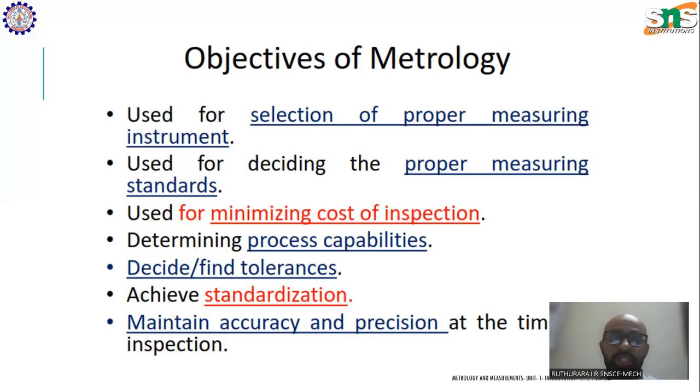There are two different terms here, accuracy and precision. There is a dedicated topic for accuracy and precision in your syllabus, so we'll discuss that in detail. Accuracy is the closest value to the actual value. Precision is nothing but obtaining the same value again and again. That is the difference between accuracy and precision. These are the different objectives why we are going for the establishment of metrology and measurement.